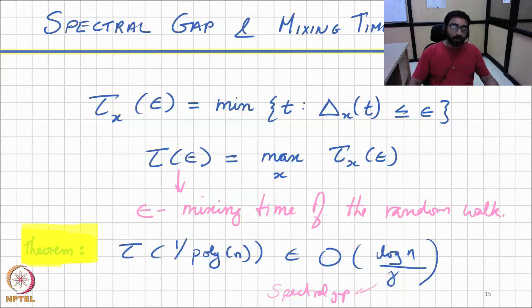And notice that for expanders, this spectral gap is a constant bounded away from 0, which means that the right-hand side is simply O of log n. So for an expander graph, if you start a random walk at any location and allow that random walk to walk for O of log n time steps, the distribution of that random walk is going to be polynomially close to the stationary distribution. So this is a very powerful property of expander graphs.